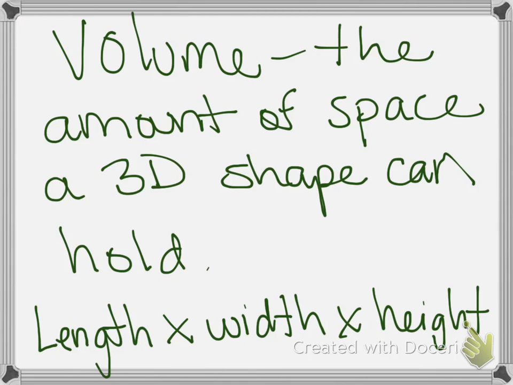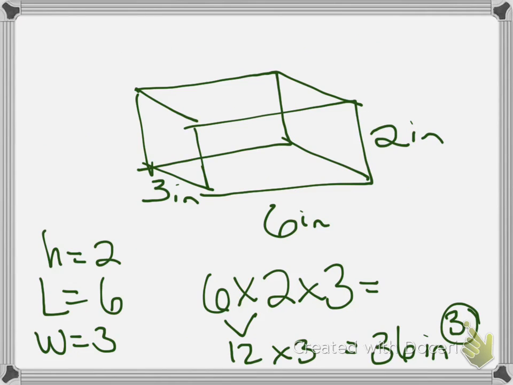The last one we're going to go over is volume. Volume has to do with 3D shapes, and it's the amount of space a 3D shape can hold. The equation is length times width times height. So here's an example. We have this cube. Well, I guess it's not a cube, but rectangular prism, and it's 3 inches wide, 6 inches long, and 2 inches high.